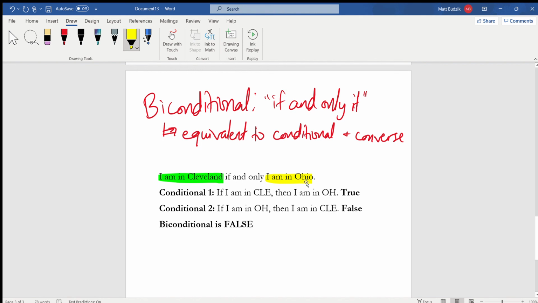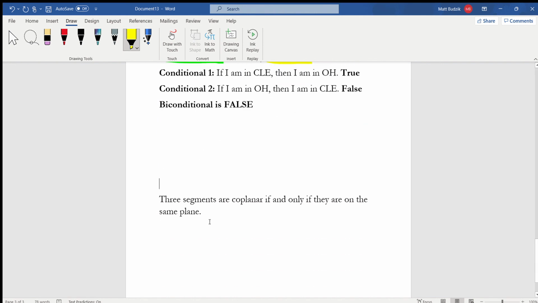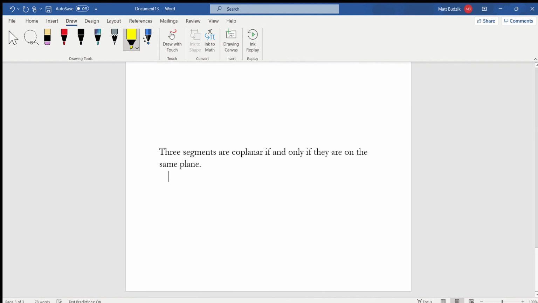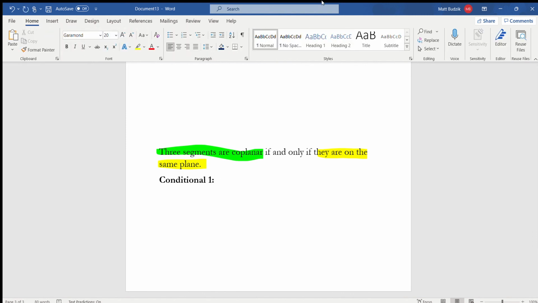Okay? All right, and we have this next one. 3 segments are coplanar if and only if they are on the same plane. So, same thing. Conditional number 1. If I identify these two parts, I have, let's start with 3 segments are coplanar, and then I have they're on the same plane. Okay? All right, conditional number 1. If 3 segments are coplanar, then they are on the same plane. Well, if 3 segments are coplanar, they're absolutely on the same plane. That's true. That's the definition of coplanar.